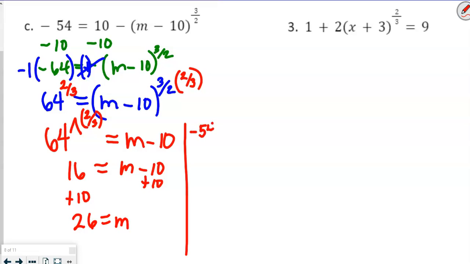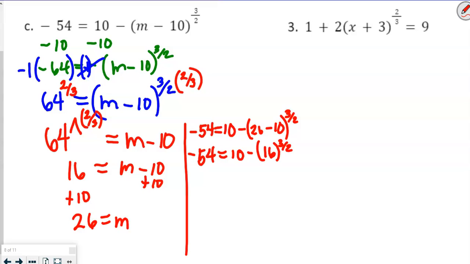And once again, we're going to check this just to make sure that it's correct. So we're going to go -54 equals 10 minus, we got 26 minus 10 to the 3/2. So that's going to be -54 equals 10 minus, that's going to be what? 16. Now we can take that 16 again to the 3/2 power. And when we take 16 to the 3/2 power, we get 64. So this is minus 54 equals 10 minus 64. So now we could either simplify what's on the right or the left, right? So this would be -54 equals, yes, -54. So it did check out.